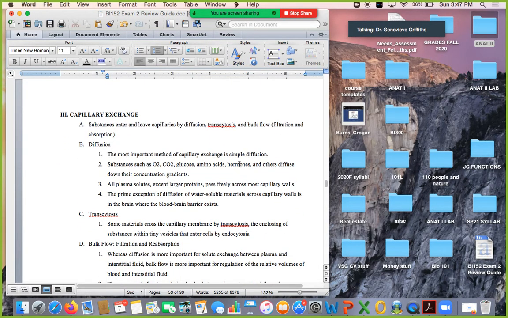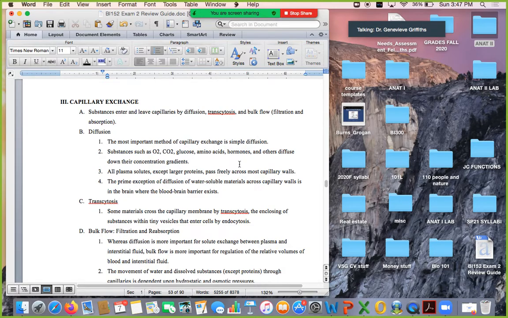So let's talk about what happens in the capillaries. In the capillaries, we have exchange of substances. Things are leaving and entering the capillaries by way of diffusion, transcytosis, and bulk flow. Diffusion happens across the membrane, basically via simple diffusion. Things like oxygen, carbon dioxide, sugars, amino acids, etc., are all going to diffuse down their concentration gradients, from high to low concentration. Any solute in the plasma that's not very large, so not large proteins, can pretty much pass freely across the capillary walls.